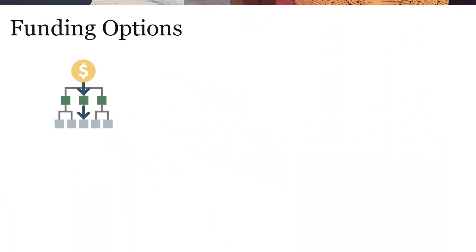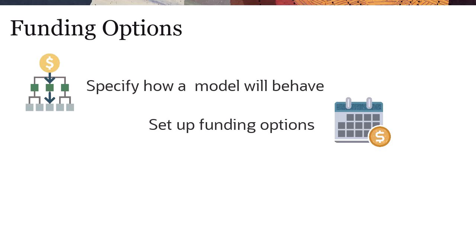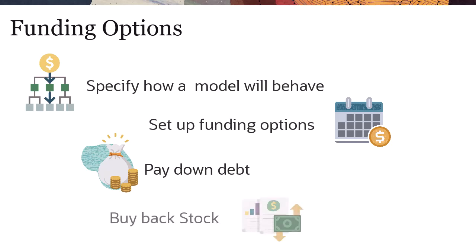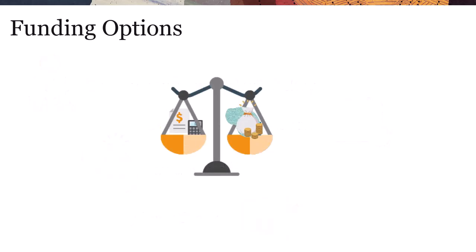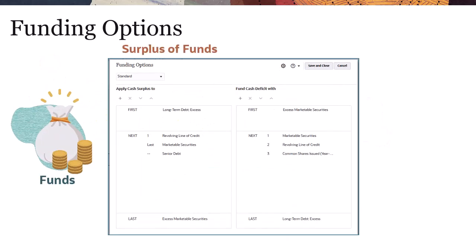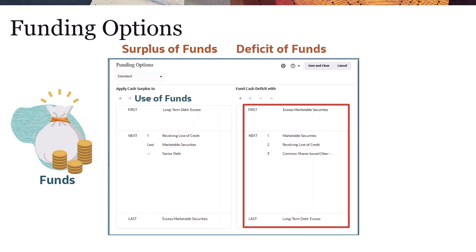For forecast periods, specify how a model will behave when balancing the balance sheet by setting up funding options. You can use excess cash to pay down high-interest debt, and you can use it to buy back shares of stock. Items that can be used to balance the model are called funds. With a surplus of funds, find available uses of funds to balance. With a deficit of funds, find available sources of funds to balance.